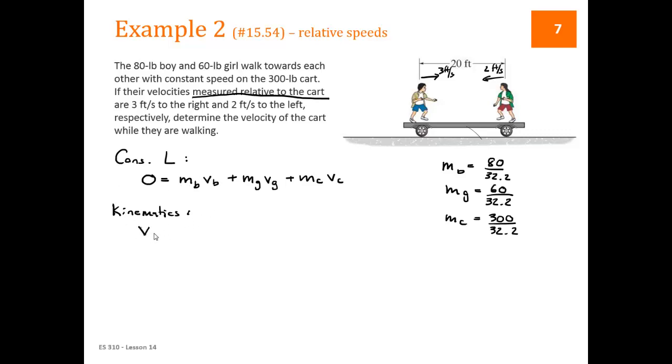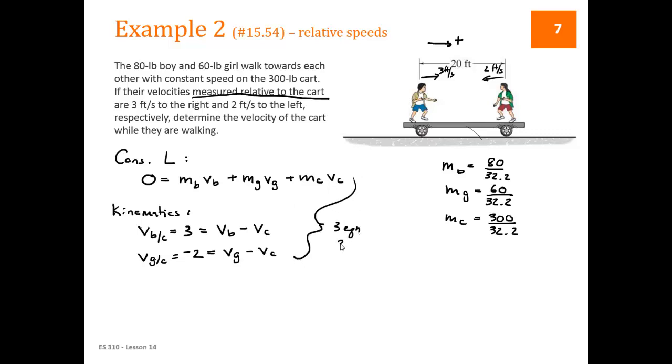So the velocity of the boy relative to the cart is equal to 3 feet per second to the right. We're going to call right positive; that's the convention. So we have 3 is equal to the velocity of the boy relative to the cart, which is the velocity of the boy minus the velocity of the cart. The velocity of the girl relative to the cart is 2 to the left, so that's negative 2, equal to the velocity of the girl minus the velocity of the cart. So now we have 3 equations and 3 unknowns, so we can solve them.